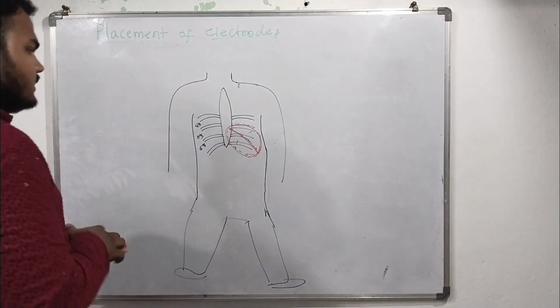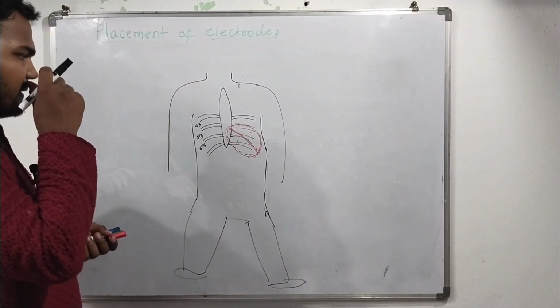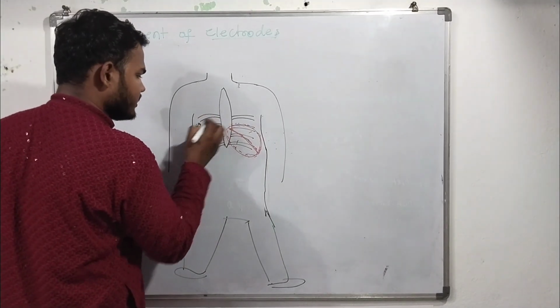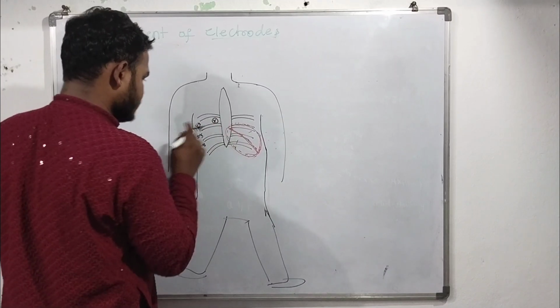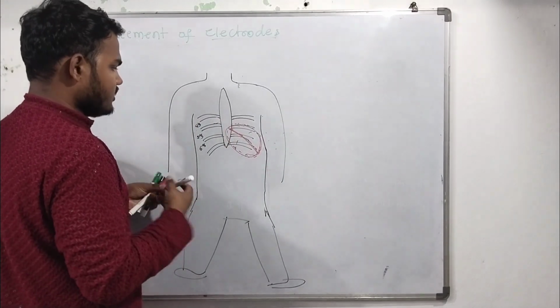Okay, now here, firstly we place in the fourth intercostal space, that is right side of the sternum. First we will place here V1. Let me label with another color.